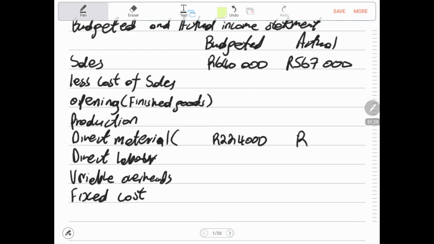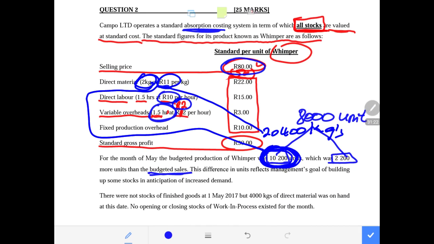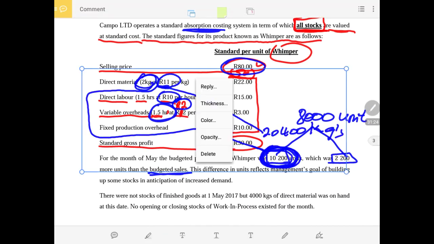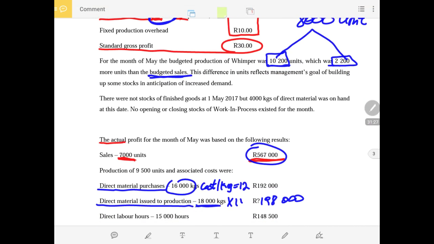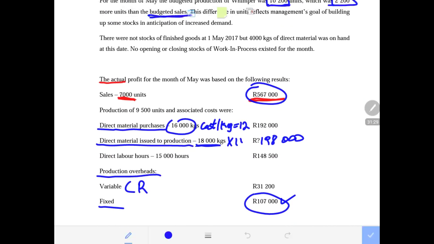Then let's go to the actual material that was issued or used into production. Material issued or used into production, we had 18,000 kgs of material that were used into production.